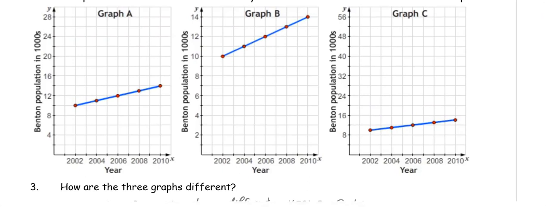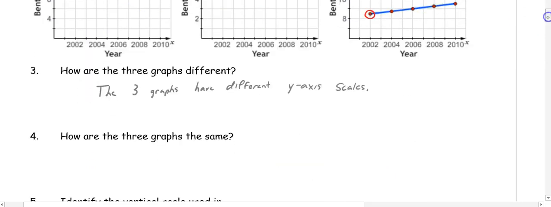So how are they the same? Well, if we look, all of the x-axes are the same. We have the same number of years. Also, the points are the same. So if we look at this point, 2,000 and then 10,000, 100,000 for the population, we notice they're all the same point. They're just shown differently on the graph. So what is the same? The three graphs have the same x scale and show the same data points.